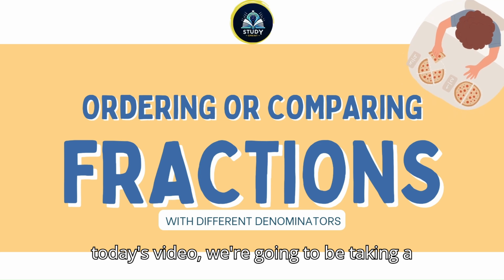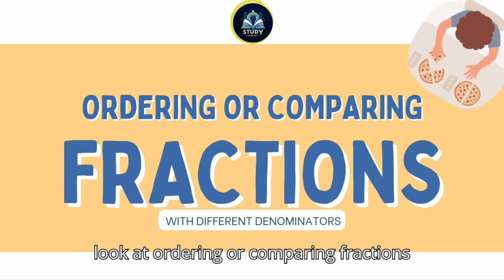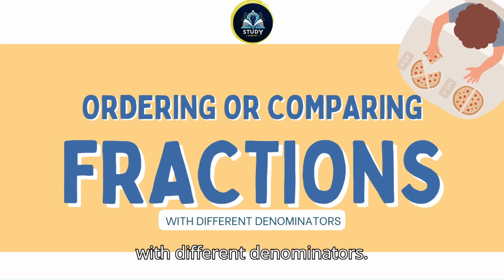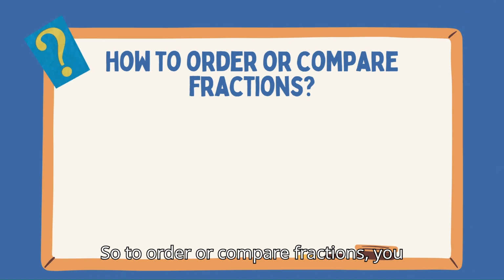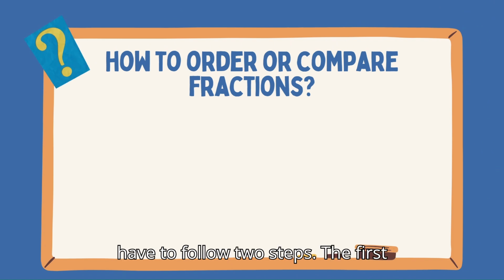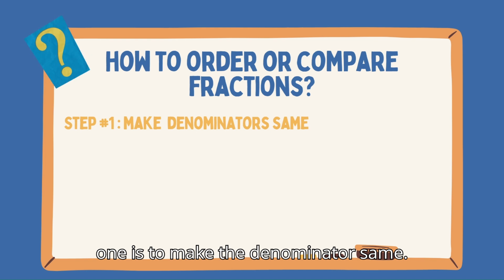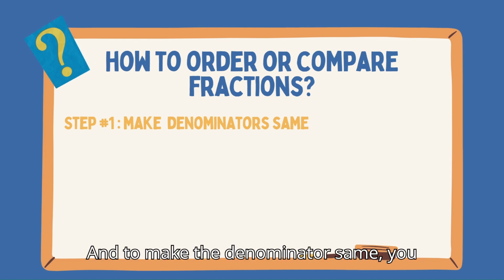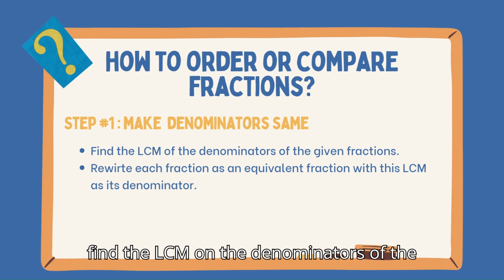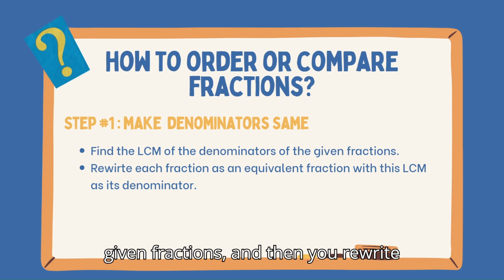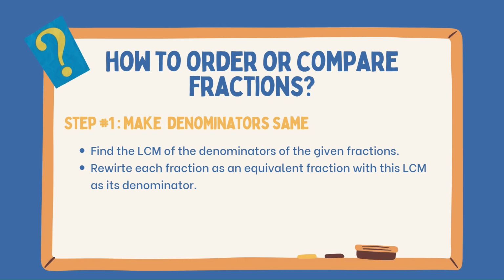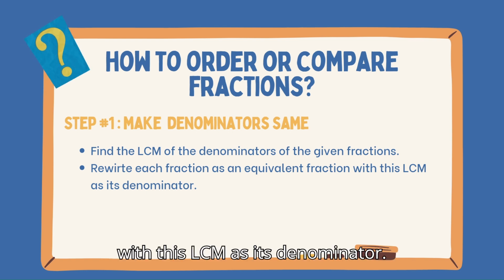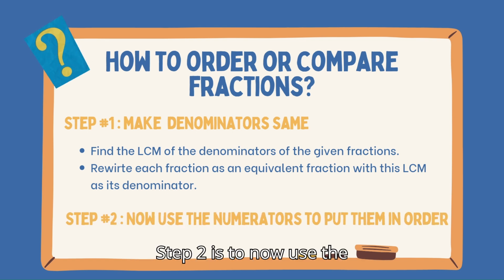In today's video, we're going to be taking a look at ordering or comparing fractions with different denominators. To order or compare fractions, you have to follow two steps. The first one is to make the denominators same. To make the denominators same, you find the LCM of the denominators of the given fractions, and then you rewrite each fraction as an equivalent fraction with this LCM as its denominator. Step 2 is to now use the numerators to put them in order.